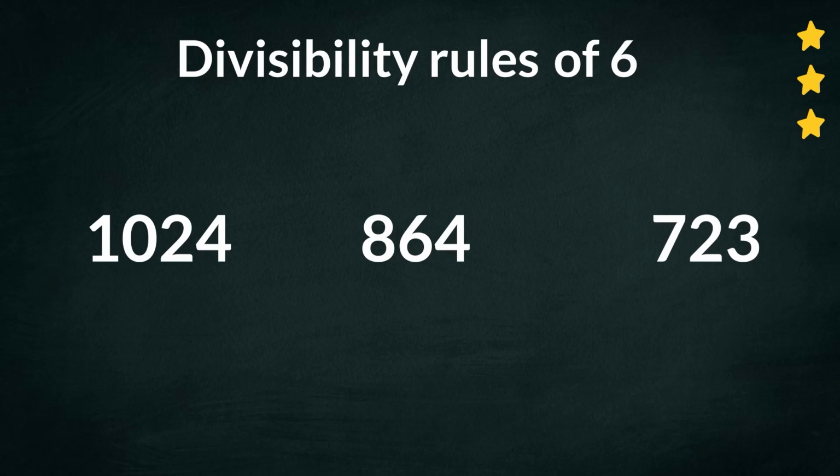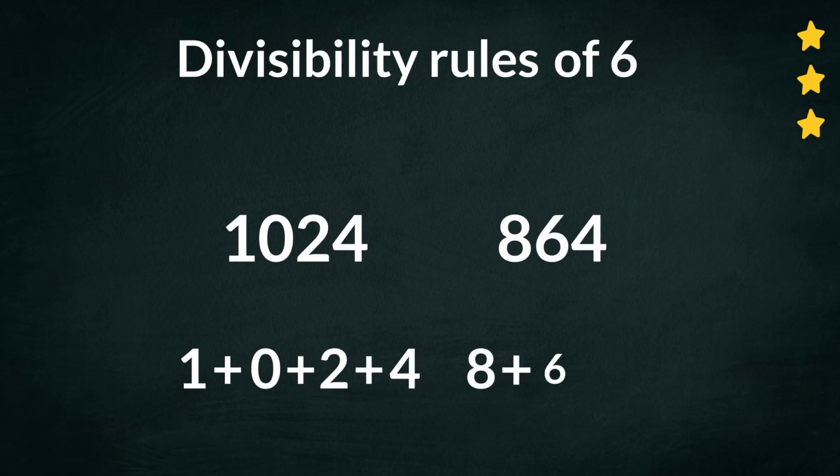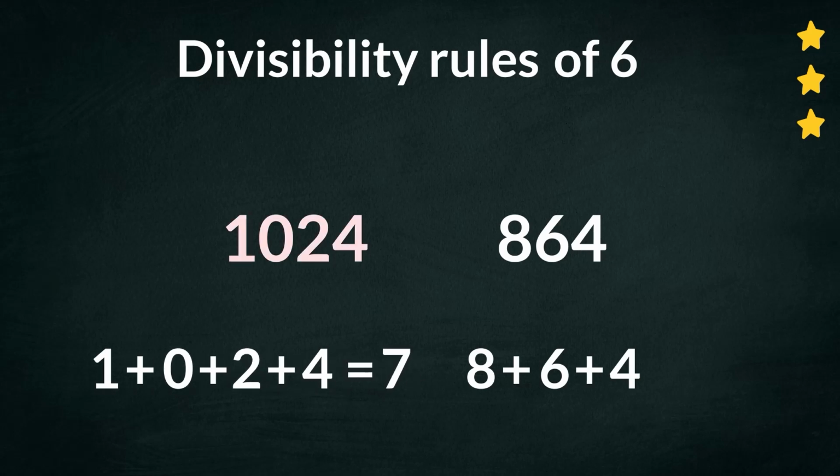Right off the bat, we can see that 723 is not what we're looking for. Because its last digit is 3, an odd number, it doesn't meet our conditions. Both 1,024 and 864 end with an even number, and that means they're divisible by 2. Now we need to check the sum of each number's digits to know if they meet the condition of 3's divisibility rule. First, 1 plus 0 plus 2 plus 4 equals 7. That means 1,024 is not divisible by 3.